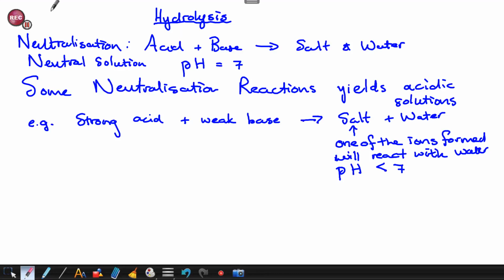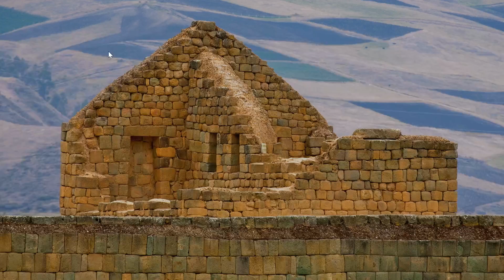So today's question is to explain hydrolysis. When we have acids and bases, they react to form salt and water, and that's called a hydrolyzation reaction.